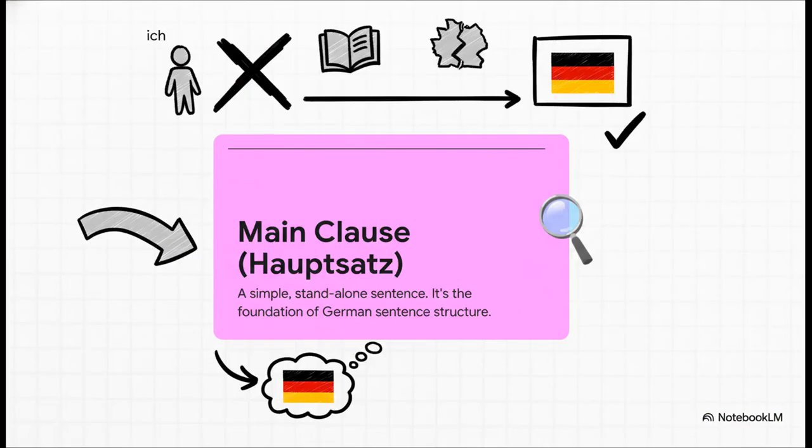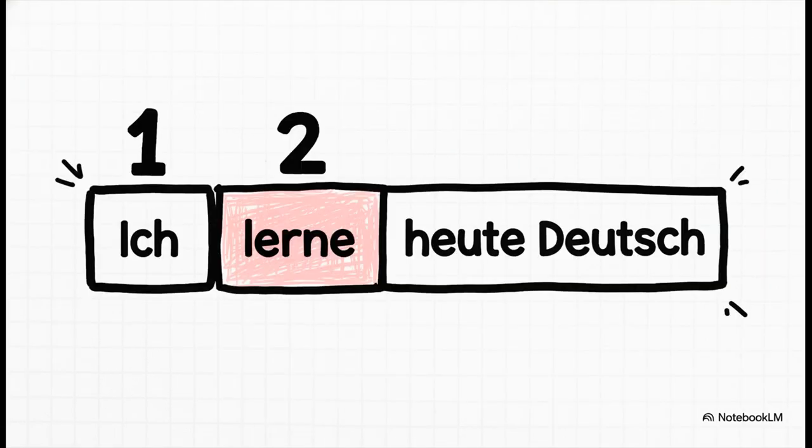So, what's a main clause? It's just a fancy way of saying a sentence that can stand all by itself and make perfect sense. Think of it as just one complete thought. Like, I am learning German. Here's the classic setup you see everywhere. Position 1 has the subject, ich, and then boom, right in position 2, locked in place, is our verb, lerne.